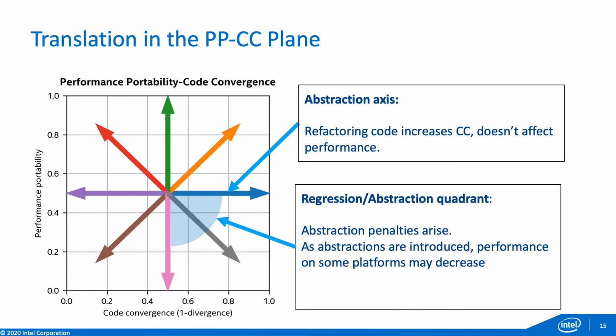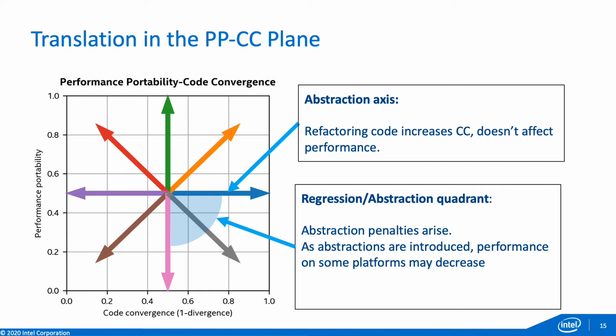Okay, the abstraction axis is interesting. If you're just moving strictly along the abstraction axis, you're probably refactoring your code in a way that does not affect performance, right? So this is a common transformation to make. I've done this many times in my code. And again, you're eliminating code that no longer needs to be specialized, and it's making the code base more compact and easier to maintain, but you're not necessarily targeting performance.